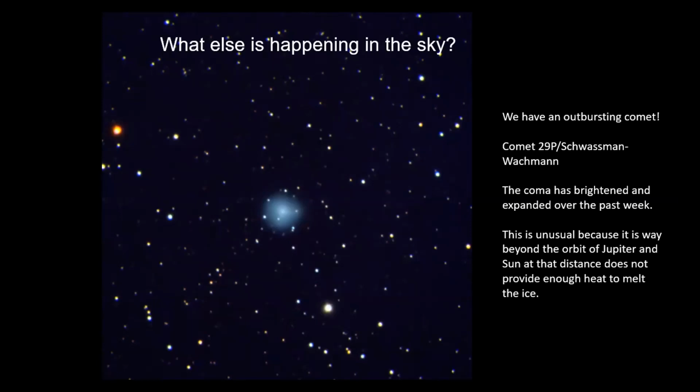Certainly it's not, of course, when a comet gets near the sun, the heat melts all the water ice, the volatiles in a comet, and a tail begins to form. But that generally happens when you come across the orbit of Mars. As I say, this comet is beyond the orbit of Jupiter, so there's no heat source, but something is heating it, causing this coma to expand. So we're eagerly imaging this, and we're watching it expand from night to night.